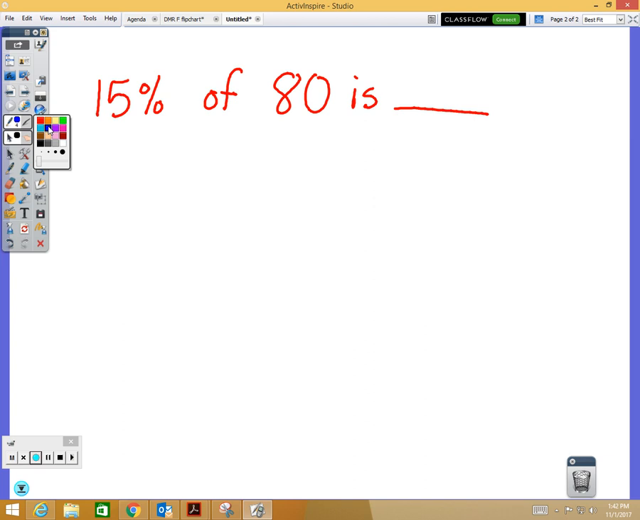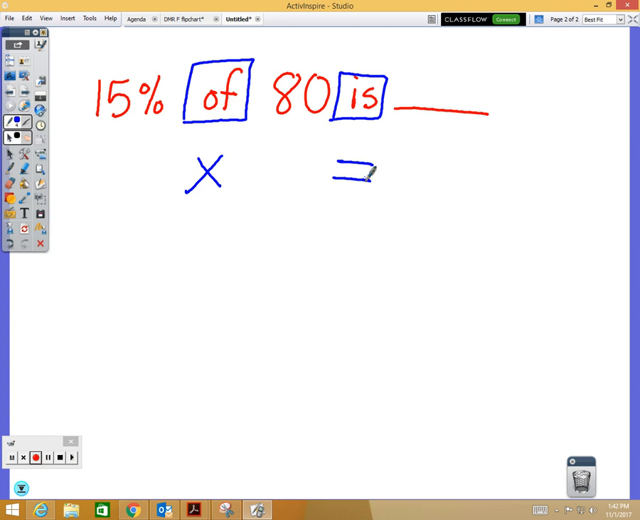So we're going to rewrite this problem so that we aren't using the words of and is. Does anyone know what the word of means in math, like what you should do? All right, so of means multiply, and of always means multiply in math. What about the word is? Do you know what the word is means? So if I said 2 plus 2 is 4, equals. Is means equals. Yes.